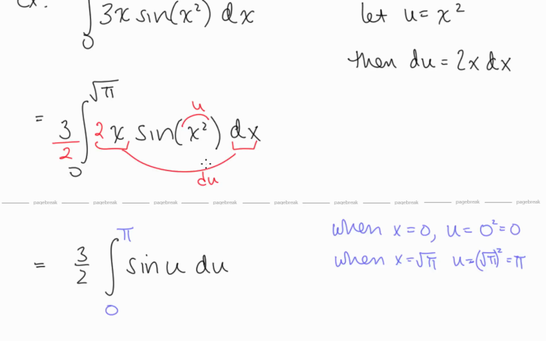So now when x is equal to 0, what does u equal? Well, u is equal to x squared. So when x is equal to 0, u is equal to 0 squared. It's also 0. So we have a bottom bound of 0 here. When x is equal to radical pi, u is equal to x squared, so u is equal to radical pi quantity squared, and so that's pi. And so the upper bound here is pi. Now we're going to solve this definite integral and never go back to x. We don't need to.